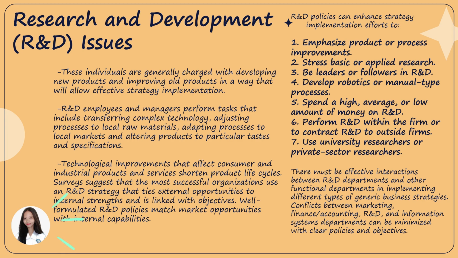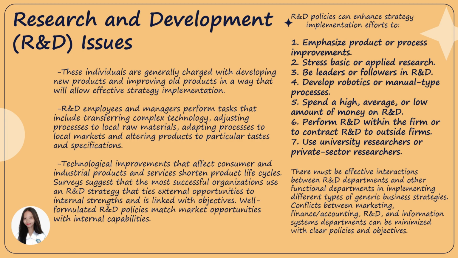Organization can choose to be pioneers in R&D or follow the lead of industry leaders. Being a leader involves taking risks and investing heavily in R&D, while following involves adopting proven technologies and processes. Number four, develop robotics or manual type processes. Organization can decide whether to invest in robotic or manual type processes based on the nature of the product or processes and the availability of skilled labor.